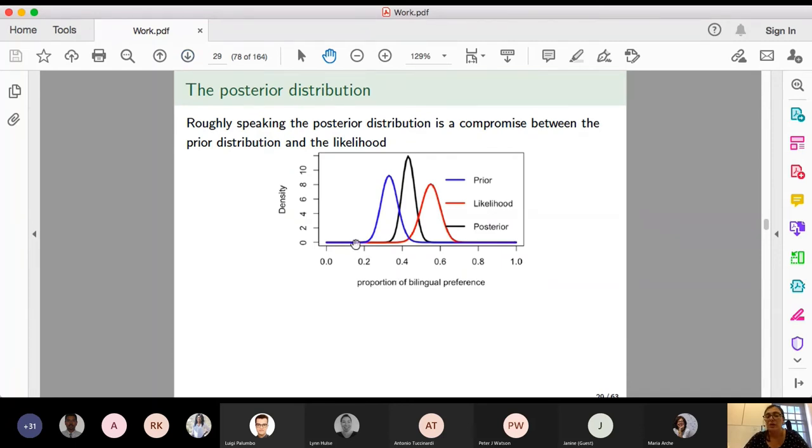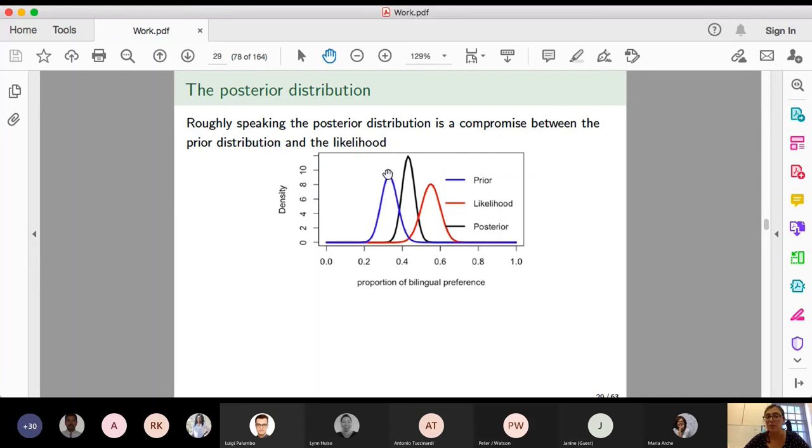So here I want to show you, the blue line is one possible prior distribution we could have set for the proportion of bilingual preference. And the red line here is the likelihood function, the binomial distribution that I have shown you, rescaled. So we see this distribution is more or less in the same size. And the black line here is the posterior distribution.